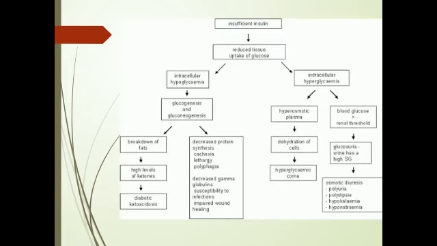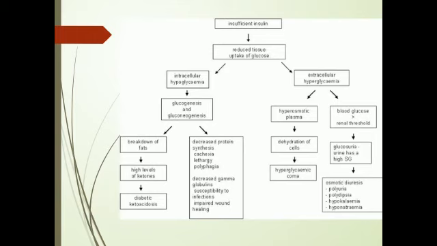This flowchart shows the metabolic effects of insulin deficiency. When insulin is deficient, you can see here, there is a reduced uptake of glucose into the cells. So there is intracellular hypoglycemia but extracellular hyperglycemia. They describe this as starvation amidst plenty. That is, even though there is a lot of glucose in the blood, the cells can't take up the glucose.